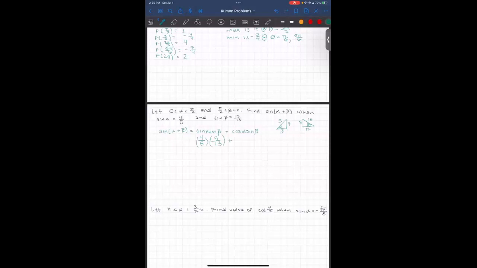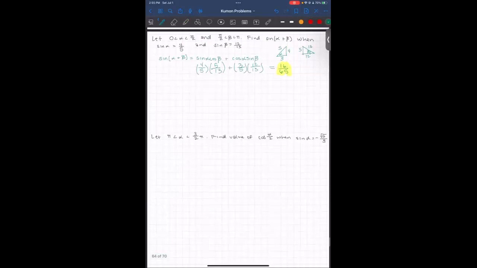Plus, cosine of alpha is going to be 3/5, using that triangle that we drew. And sine of beta, we were already given, is 12 over 13. So once we simplify all of this, we would get our final answer is 16 over 65. So that's the value of sine of alpha plus beta.